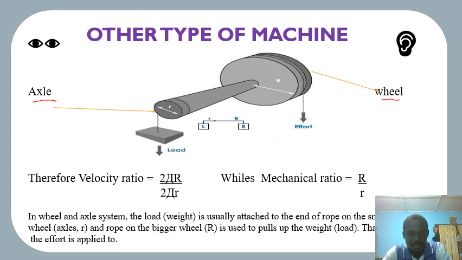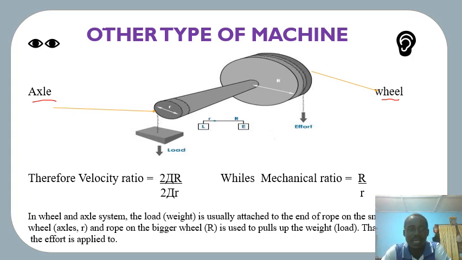And the velocity ratio, as we know, is equal to what? The load over effort. When you come here, you will see that the bigger one, which is the wheel, is represented with capital R, the bigger radius, while the smaller one, the axle, is represented with small r. So 2 pi is equivalent to 3.14. It will be given to you.